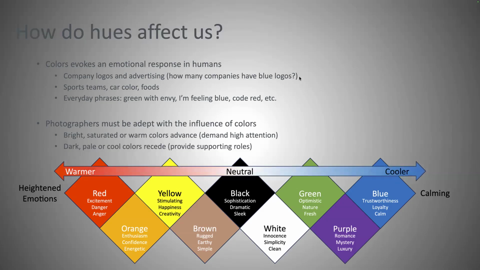Another way to look at this is by color temperature, right? Where reds and oranges and yellows are warmer colors, blue, green, purple are cooler colors. Black and white and their gray mixtures are just more neutral, right in the middle, as are gray and brown, or green and brown.